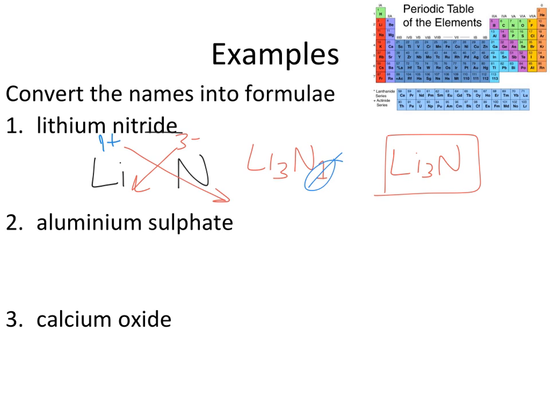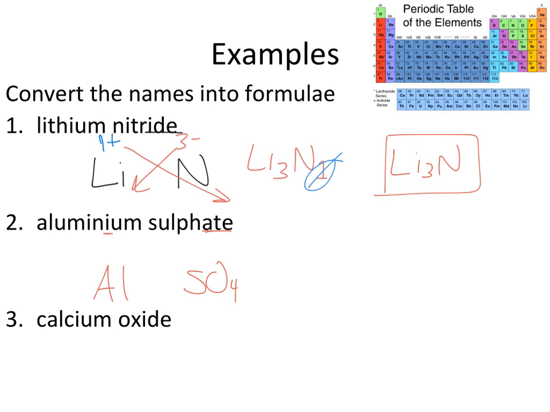Now, aluminum sulfate. You might see it spelled a little differently. That is the British way of spelling aluminium sulfate. So the first thing is we need to know what the symbol is. Aluminum is Al. And here you have to be careful. It's not sulfide, it's sulfate, which is a polyatomic ion, SO4.